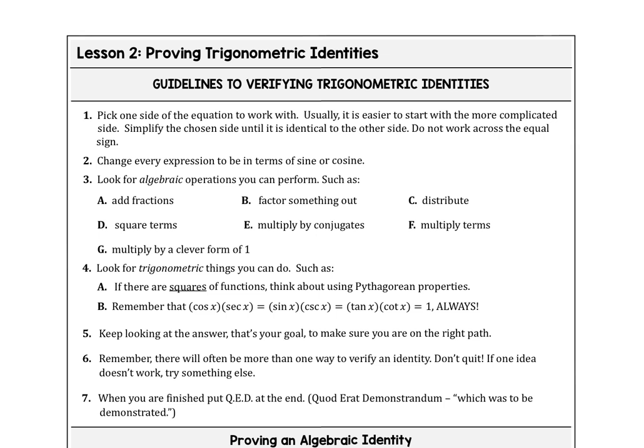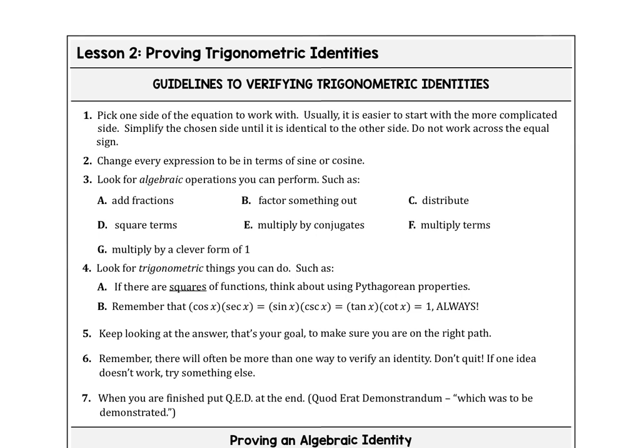So notice on this first page we have a lot of guidelines that we use to verify trig identities. You need to go through these and recognize them. You always want to pick one side to work with and get it to be like the other side. You're not going to work on both sides at the same time. You want to choose probably the more complicated side, and if you choose a side and it doesn't work, then it's not getting there. Maybe try a different method, or you could potentially try the other side, but there are different options.